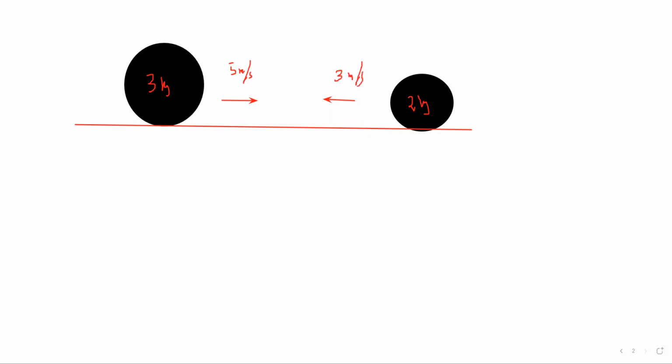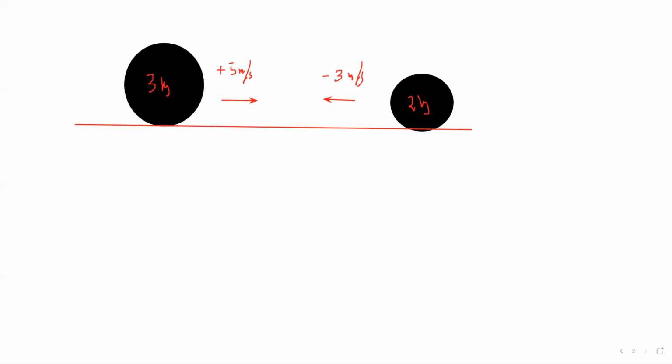So for the conservation of momentum, the momentum before collision, the one which has the higher momentum, take as positive. So 3 multiplied by 5, that will be 15. And 3 multiplied by 2, that's 6. So the higher momentum is towards the right. So the right hand direction I will consider as positive, and the left hand side I'll consider as negative.